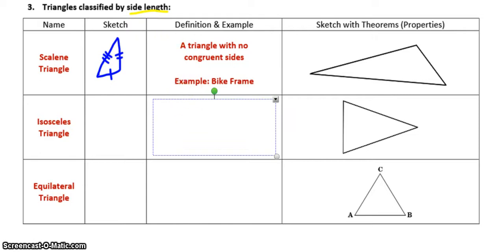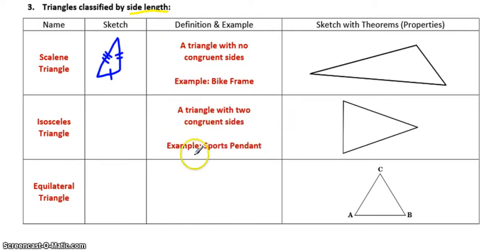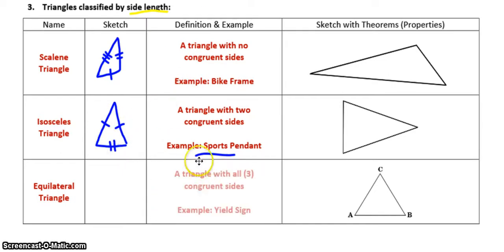An isosceles triangle, on the other hand, is a triangle with two congruent sides, such as the sports pennant we saw on the other page. So, kind of like this, where two of the sides, for example these two, are congruent, and the last one is not. Lastly, we have an equilateral triangle, which is a triangle with all three congruent sides, such as the yield sign we saw on the last page. A rough sketch, but all of these should have been the same length. Here's a better example right here. Again, if you had any trouble seeing any of these, make sure you go back, rewind, and pause the video.